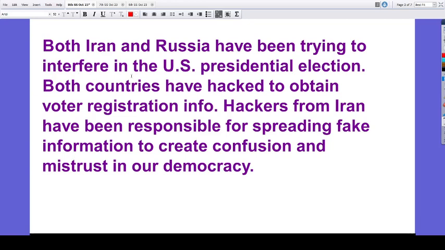Here we go. Both Iran and Russia have been trying to interfere in the U.S. presidential election. Both countries have hacked to obtain voter registration information, or info. Also, hackers from Iran in particular have been responsible for spreading fake information to create confusion and mistrust in our democracy. So, what's happening here?